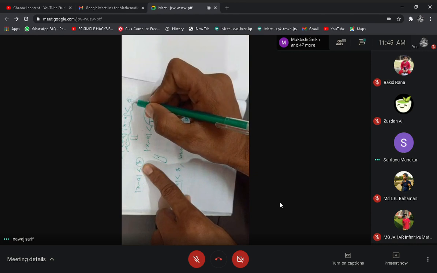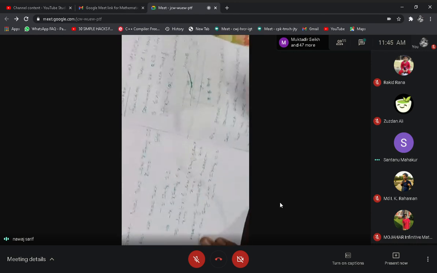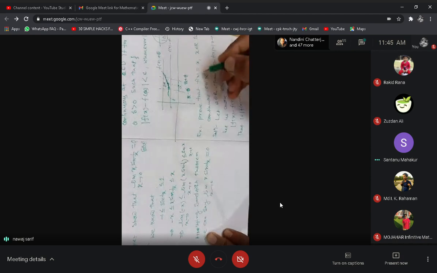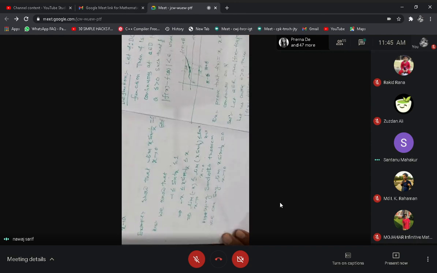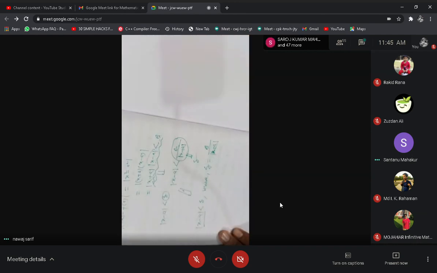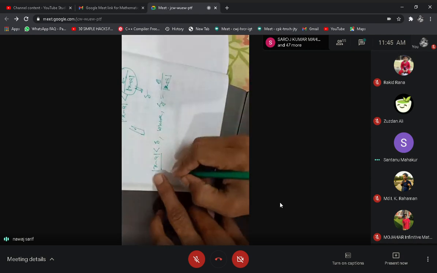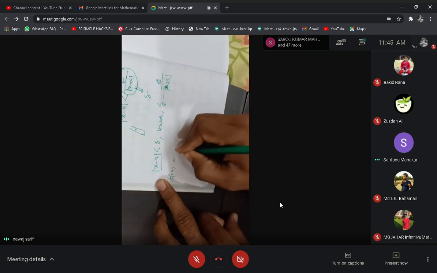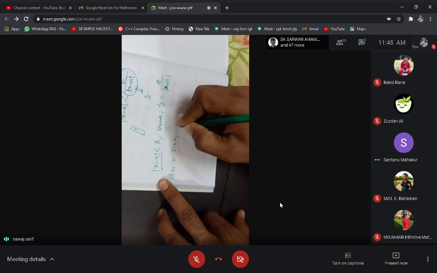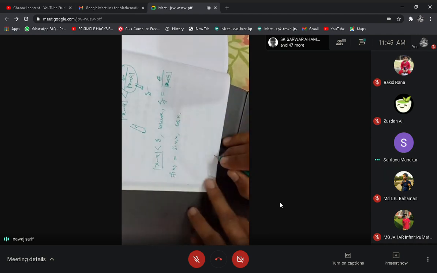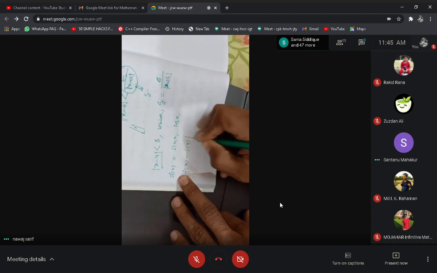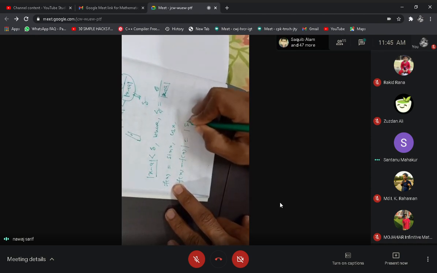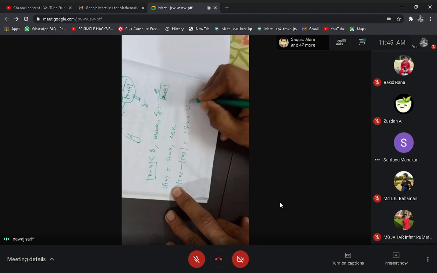So in this case, since our function is a very simple function f(x) equal to x, there is no problem. Also you can understand from f(x) equal to sin x or f(x) equal to cos x. Then what is f(x) minus f(a)? This is mod of sin x minus sin a.